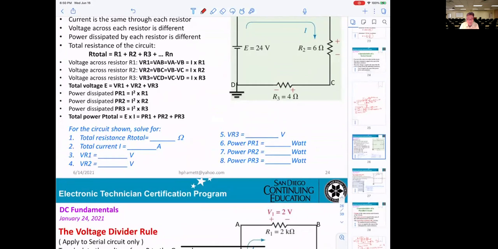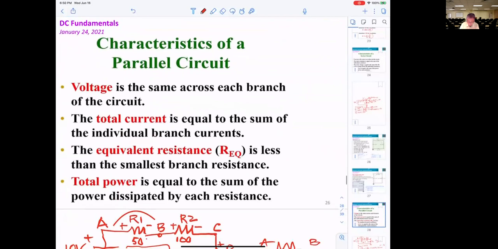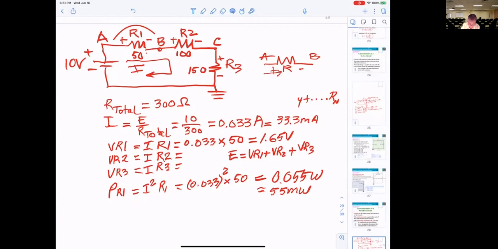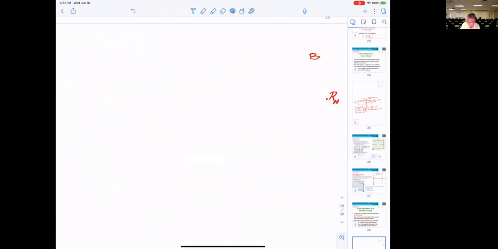Okay. Now I'm talking about parallel. In a parallel circuitry, voltage is the same across each branch of the circuit. Total current is equal to the sum of the individual branch currents. Equivalent resistance is less than the smallest branch resistance. Total power is equal to the sum. Okay, so now you get the parallel circuit.